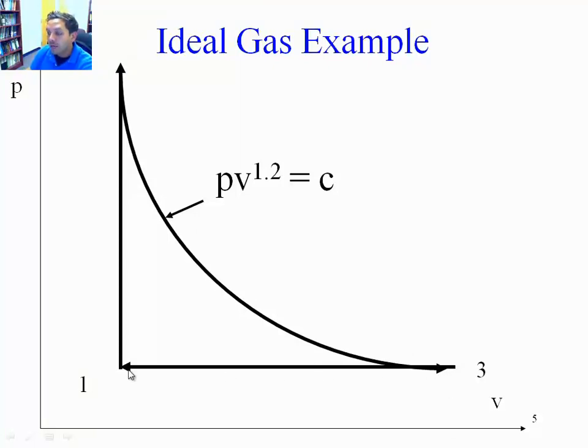And the area under 3, 1 is negative because it's a contraction process. We're reducing the volume. But in magnitude, the area under 2, 3 is larger than the area under 3, 1, and therefore the net amount of work is positive. And this is indeed a power cycle.